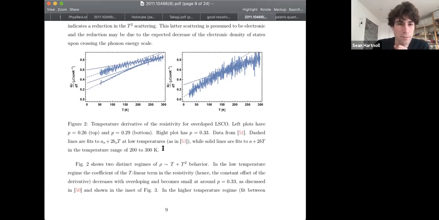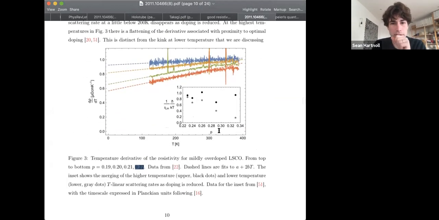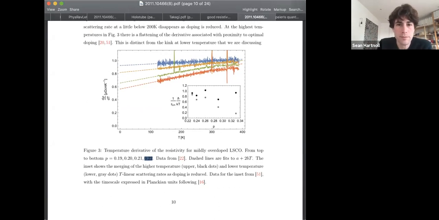So right. Yeah, I should have put that. And if you look, I do have the data for like 0.24 and stuff. There is a little kink, and it is at around this same scale, not up here. So I believe this is a different feature, probably. Right. So already here, this sort of featureless line is quite confusing, I think.